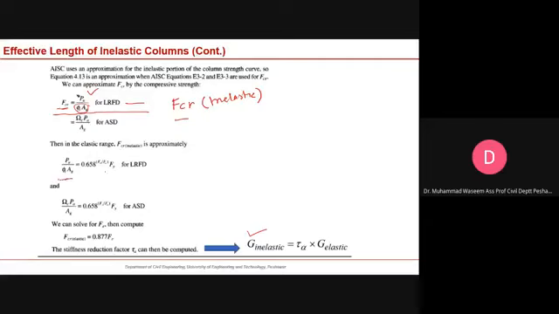You can use this equation to calculate the Fe value. Once we have the Fe value, we can calculate the elastic critical stress by multiplying it with this factor. Once you have this and this, you can simply take a ratio of these two stresses to get the tau value.